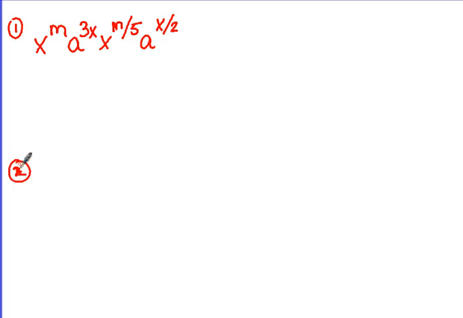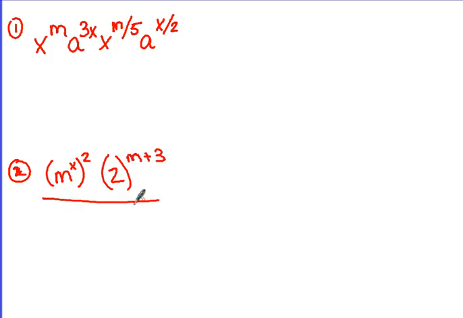And for the second one, we're going to do m to the x raised to the z, and z raised to the m plus 3 all over m to the negative x. So go ahead and work those out, simplify those solutions, and we will come back and check these when we come back into class.